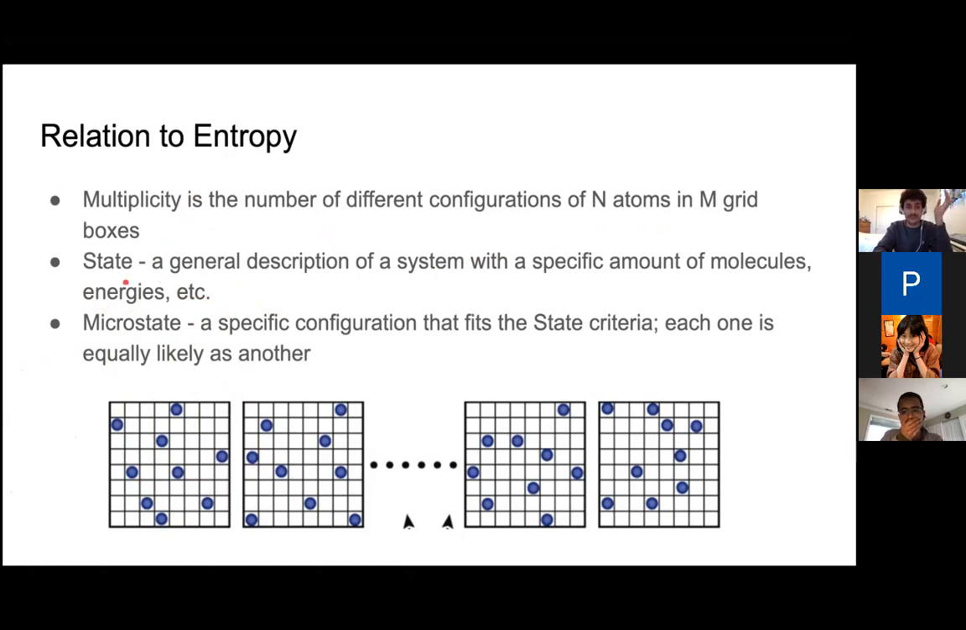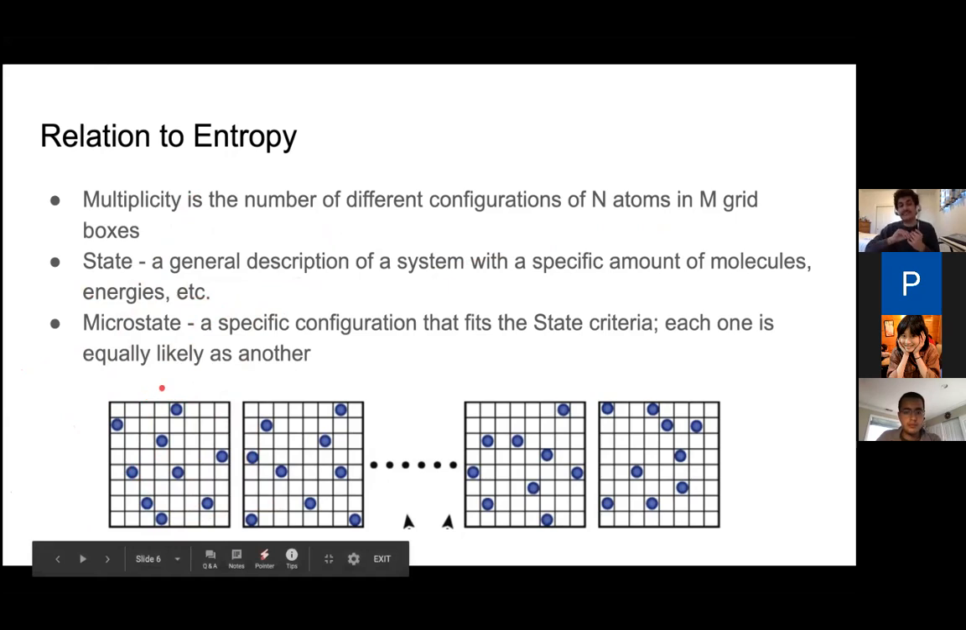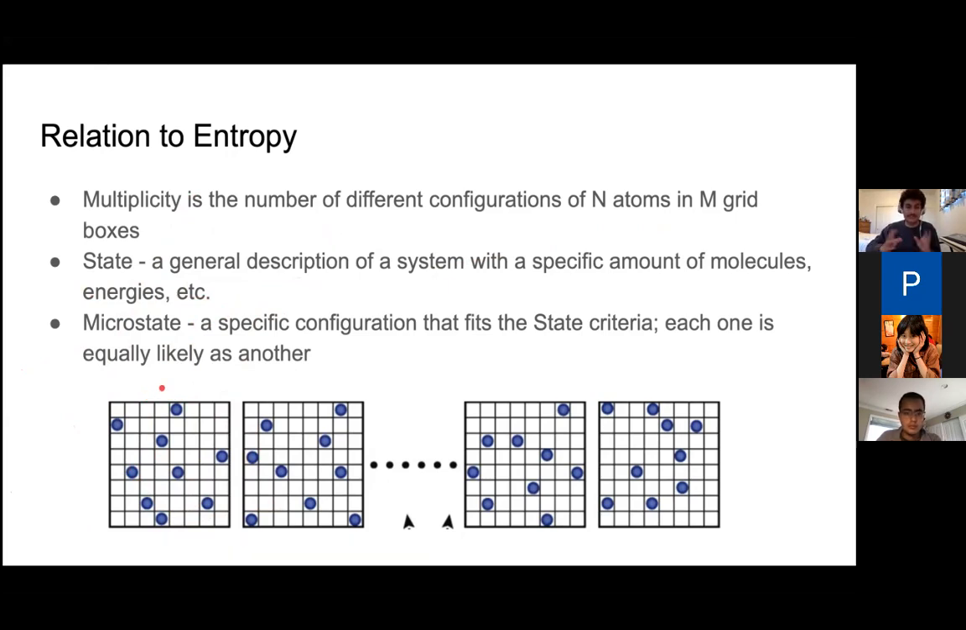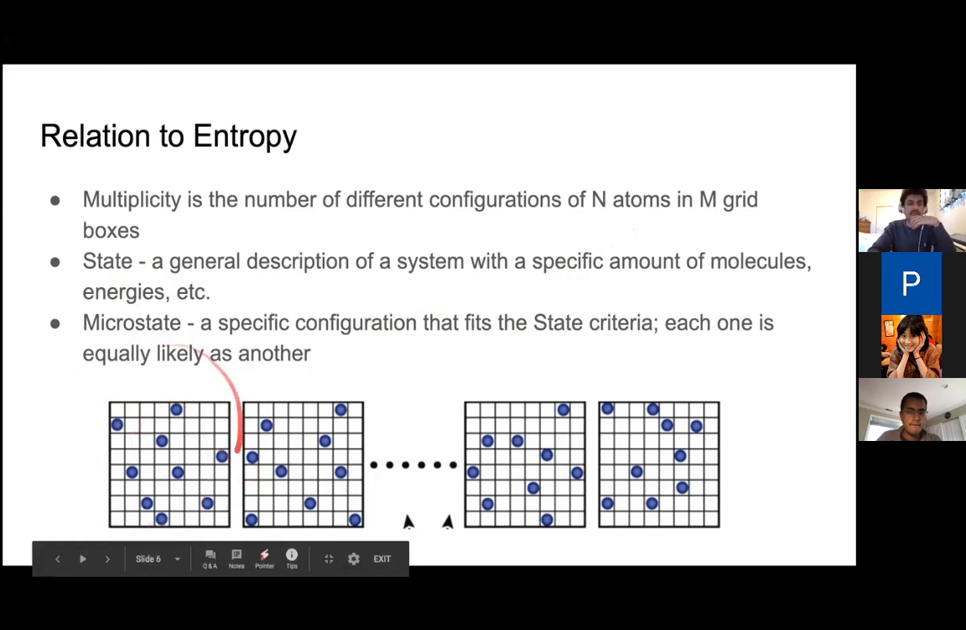So state, what do we describe as state? I think of it as just the description of the system we're looking at. So how many atoms are in it? How much volume does it have? And in this case, volume we're going to talk about in terms of grid boxes. And we can also bring in things like energy, what energies the atoms have, but we'll talk about that later. So if that's a state, a microstate is just the specific configuration. How many ways can I rearrange this n number of atoms within these grid boxes? So here, how many ways can I rearrange these 9 atoms within this set of grid boxes? So that's what we call a microstate.